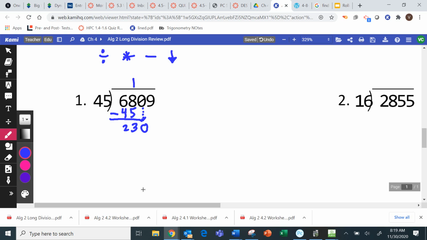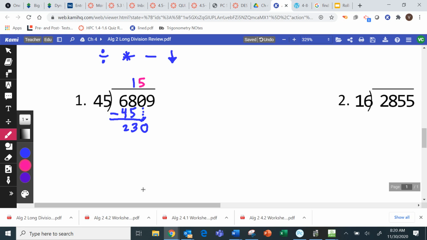So how many times do you think it's going to go into 230? 4 or 5? What do you think? 5? Okay. What happens if we say the wrong thing? We just realize we said the wrong thing and erase and fix it. Okay? This thing erases. It's easy. All right, so here we're going to multiply.